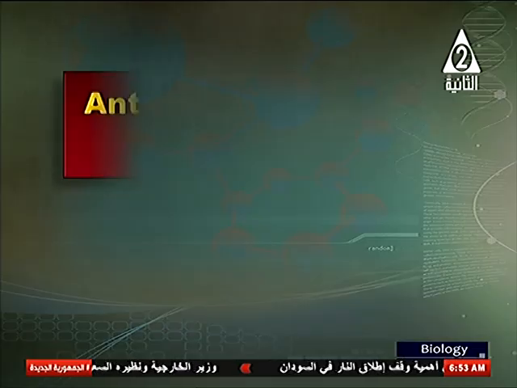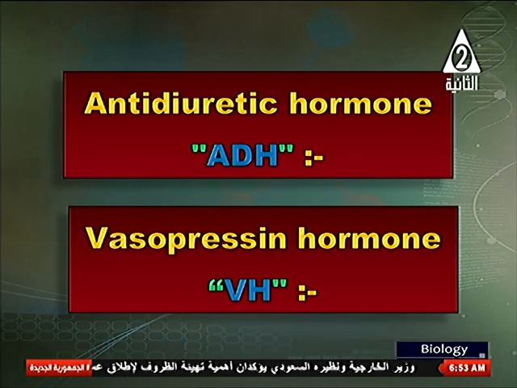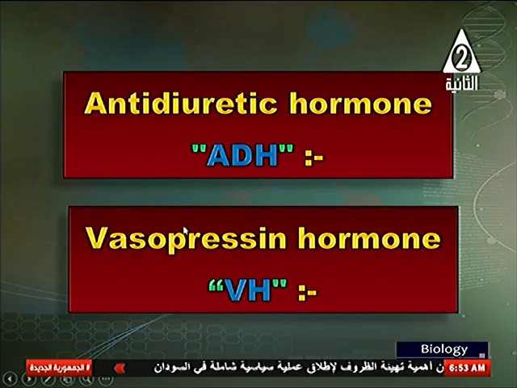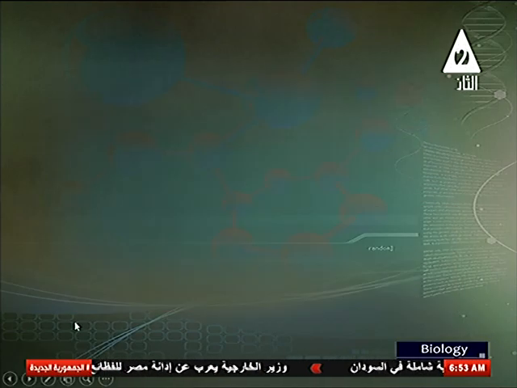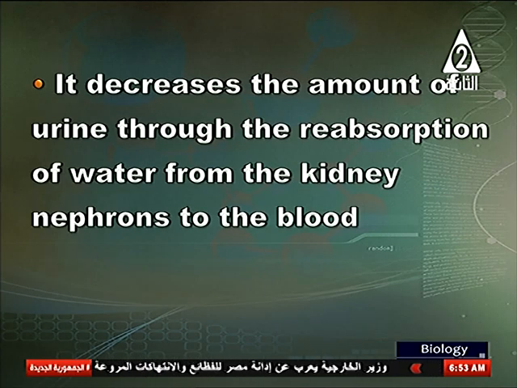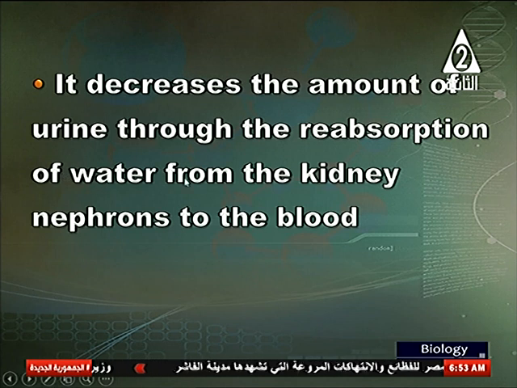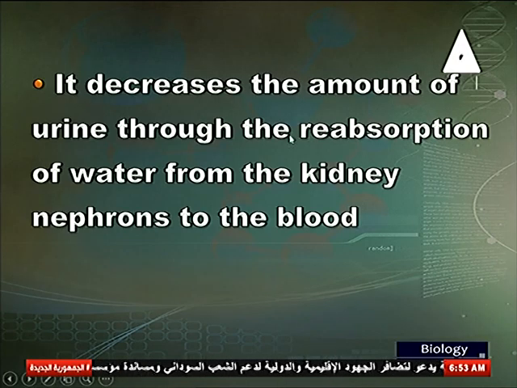They include the following hormones: antidiuretic hormone, ADH, or vasopressin hormone. What is the difference between them? There is no difference. They are two names for the same hormone. What is the function of this hormone, which has two names? It decreases the amount of urine through the reabsorption of water from the kidney nephrons to the blood. Again, it decreases the amount of urine, so it increases the osmolarity of urine through the reabsorption of water from the kidney nephrons to the blood.